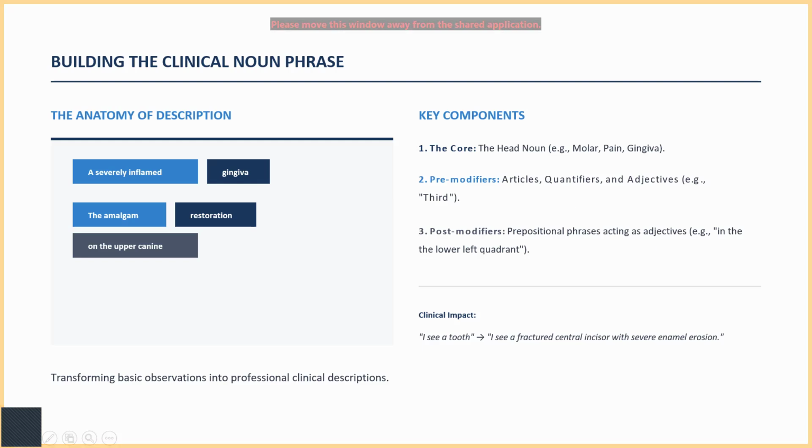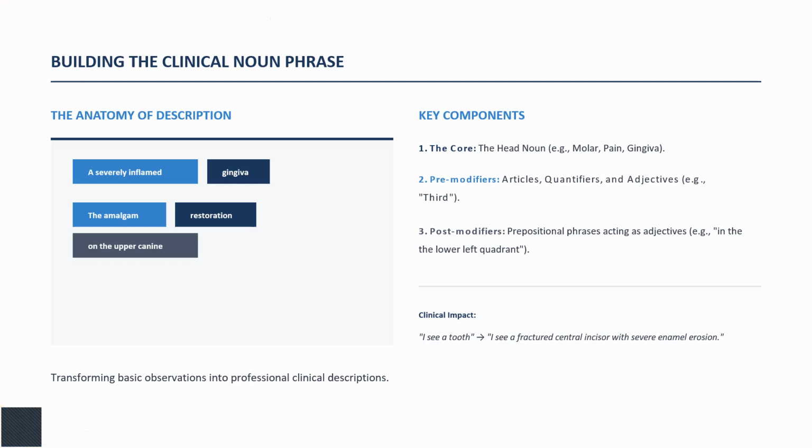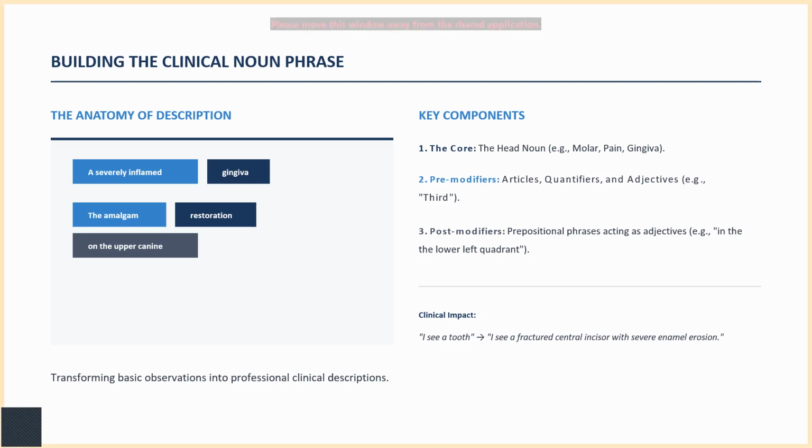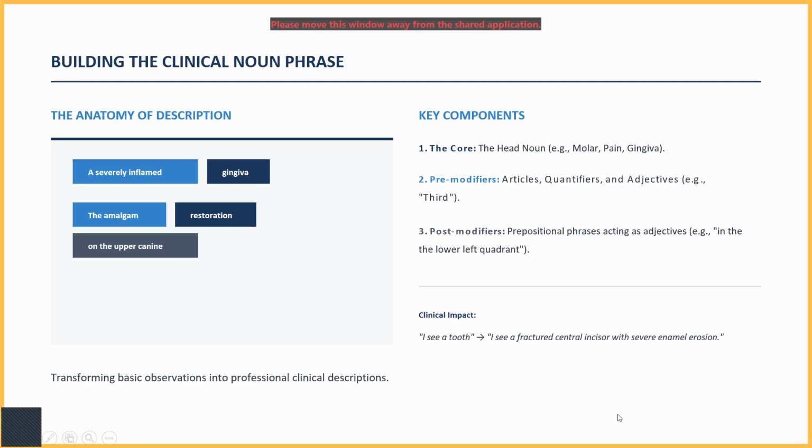Now, when it comes to using your noun phrases, usually that's because you're in some sort of clause, you're expressing some sort of information. It's really important that you share details, particularly in the medical field. We care about details a lot, sometimes even more than the people. The details are super important. So don't just say, "I see a tooth." I see a fractured central incisor with severe enamel erosion.